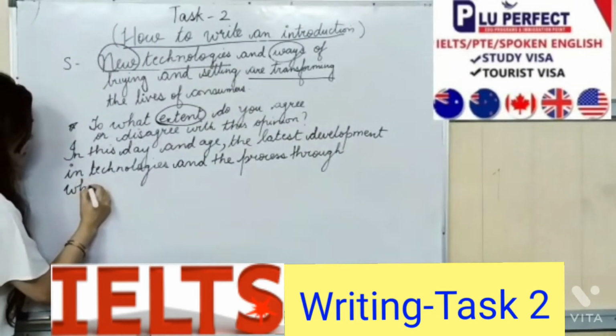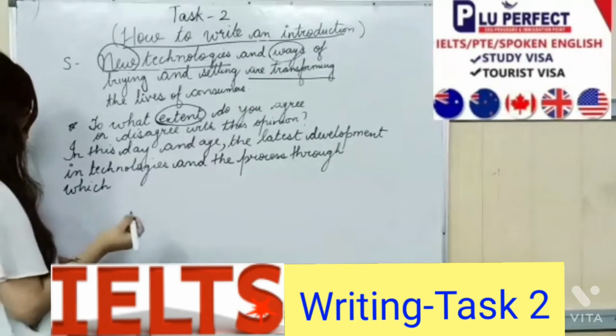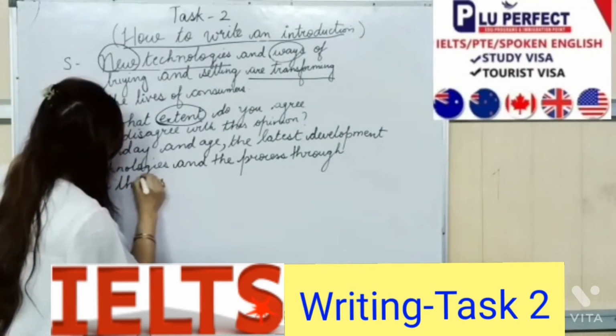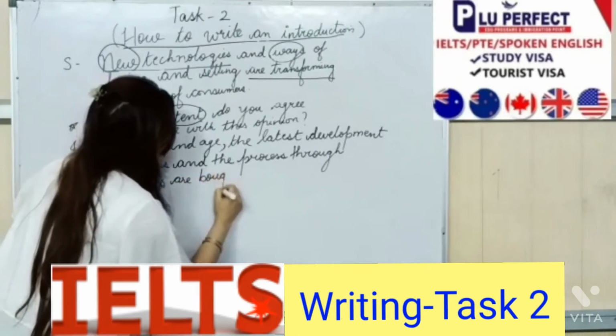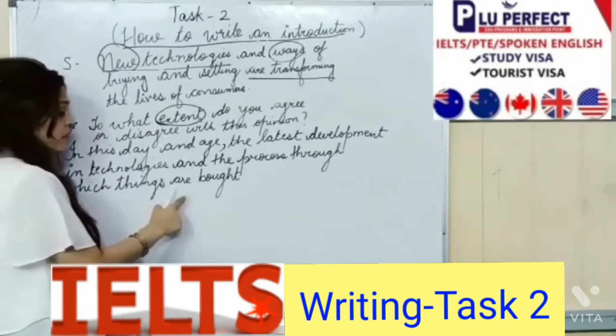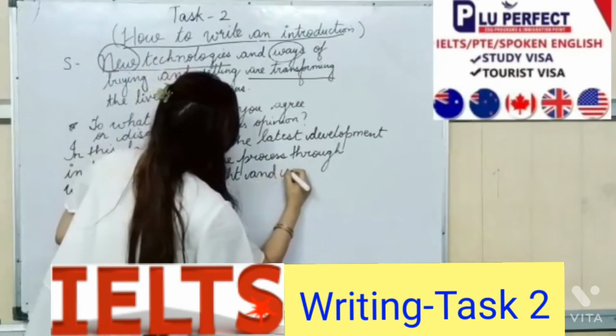Now what do we buy and sell? Right? We buy things. We buy products. So, through which things are bought. Instead of buying, I am writing bought, because with "are" we use the third form. Through which things are bought and sold.